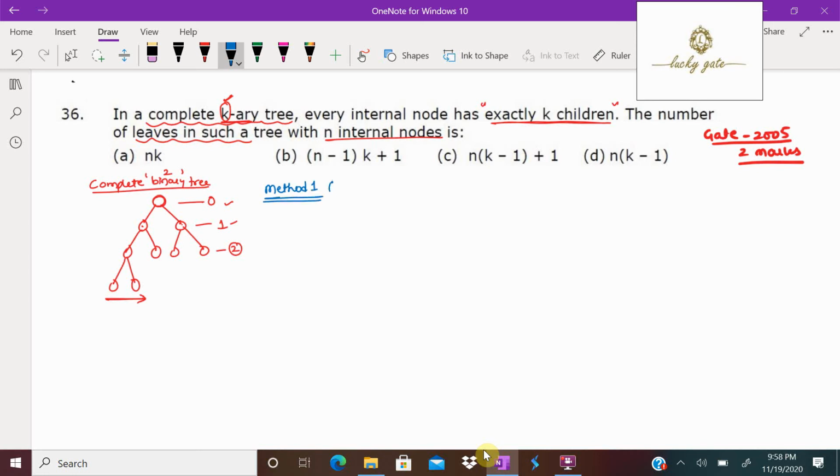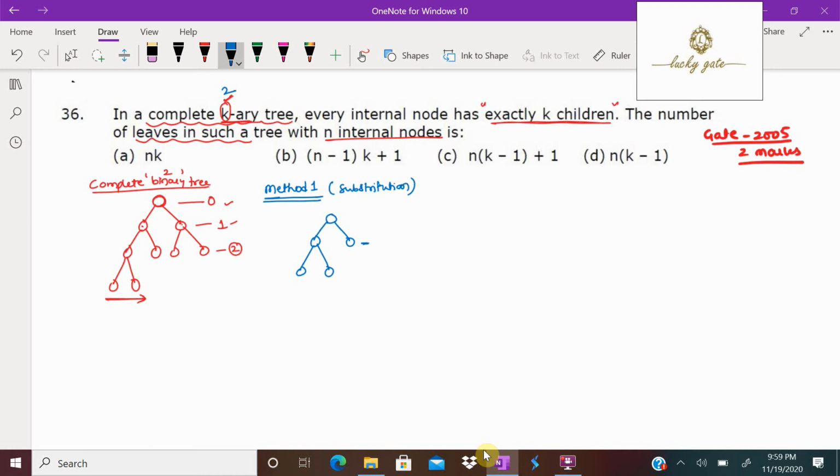Here the method 1 I am calling is the substitution method. Here in the K-array I am using the number of children as 2. Then I can call it a complete binary tree. Assuming some examples, now we can call it a complete binary tree. Why? Because every level is filled except possibly the last level, and each internal node has 2 children.